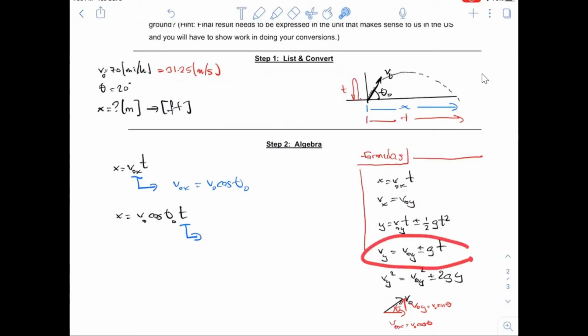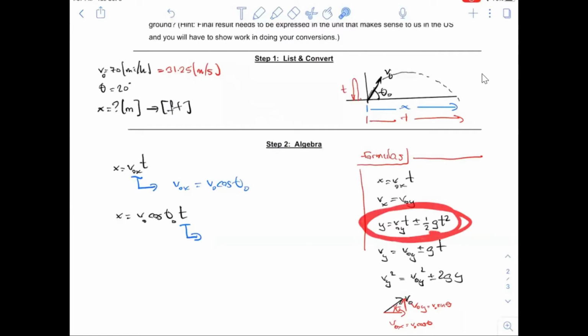Can I use this? The answer to that question is no, because I don't know what the final speed is in the y direction. And for me to be able to do that, I need to get the final speed from here. That's just way too much work. You would need to get the final speed from here, substitute it here, and solve for t. Forget it. That's too much work.